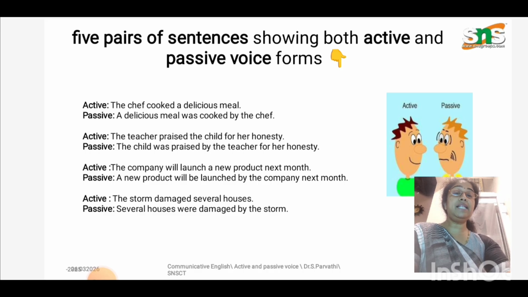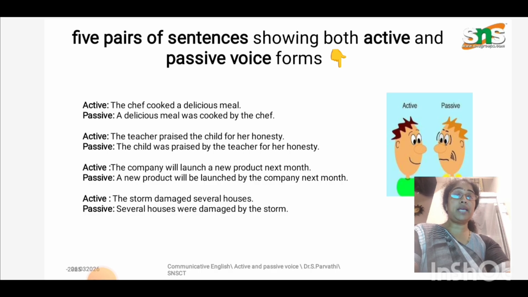Then the second sentence: the teacher praised the child for her honesty. The teacher is the subject, and the child is the object. And for her honesty is a complementary phrase. So in passive voice: the child was praised by the teacher for her honesty.